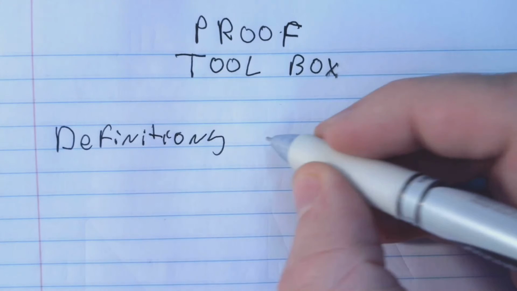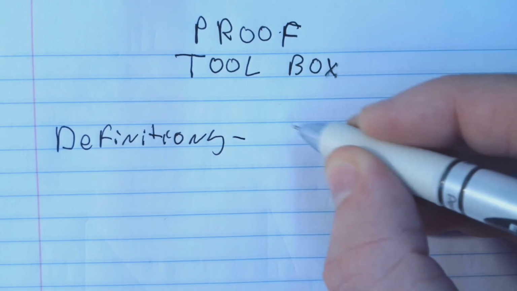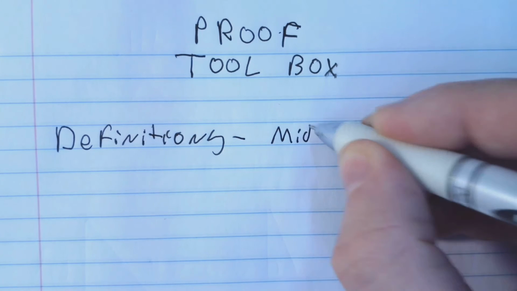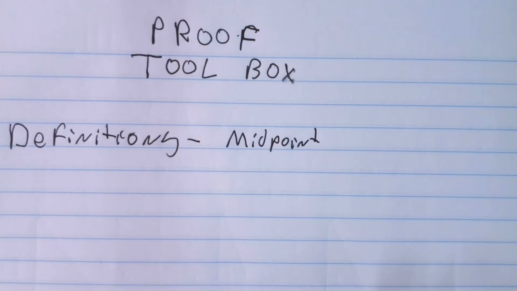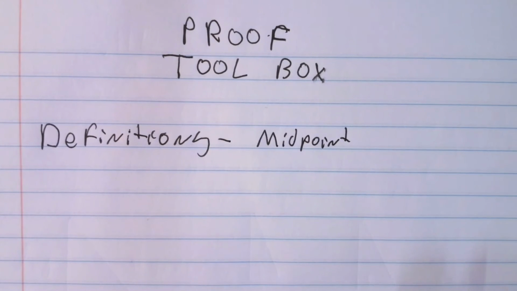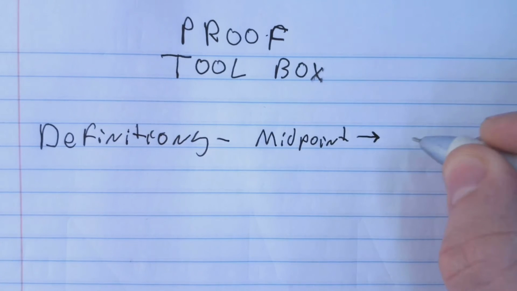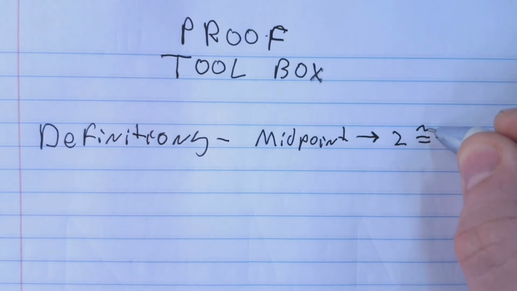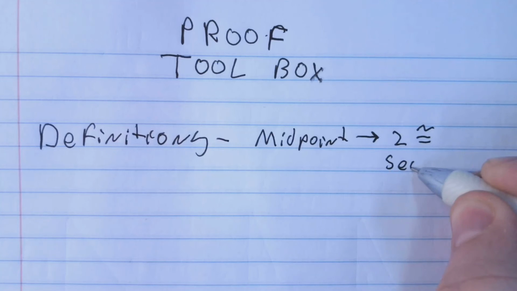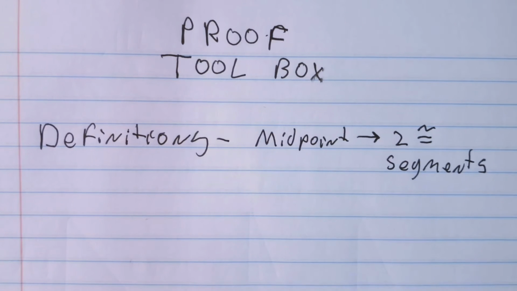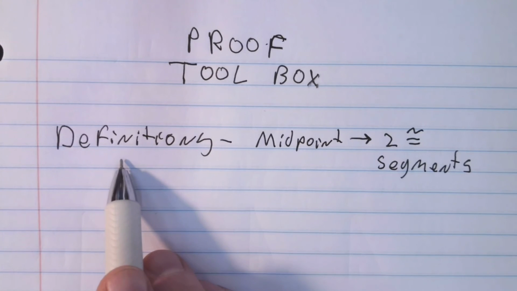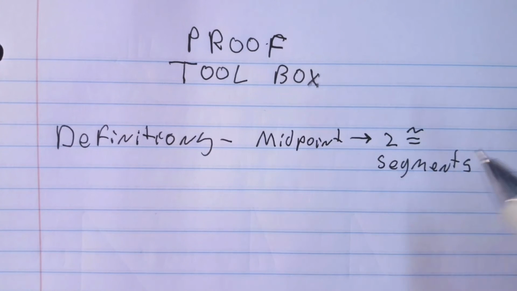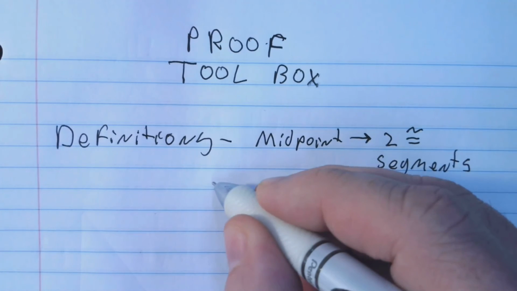All right, let's see here. I think one of our first things that we've used is midpoint. Okay, what does midpoint give us? Midpoint gives us two congruent segments. Is that true? Okay, so anytime we see midpoint, we're going to use the definition of the midpoint to give us two congruent segments. Okay, here's our next definition.